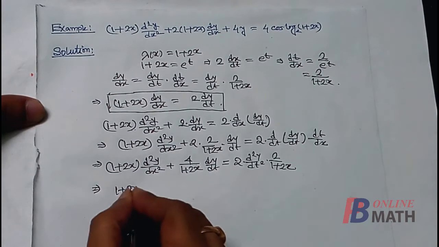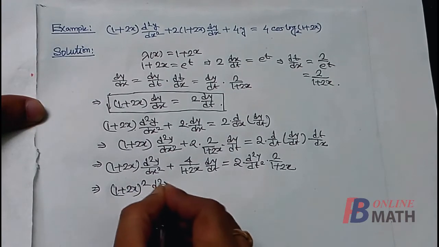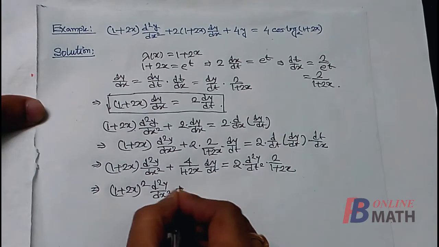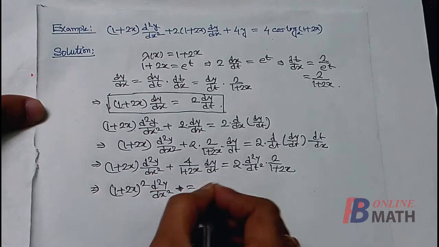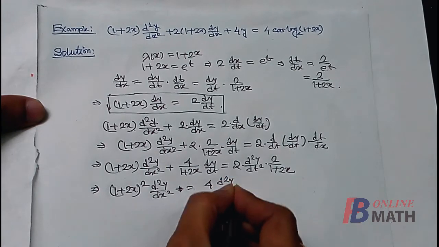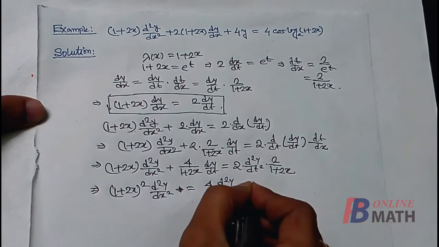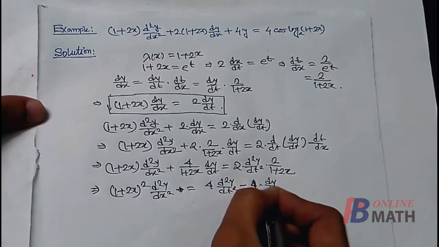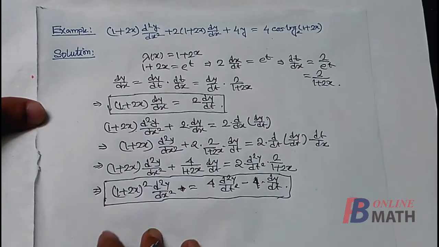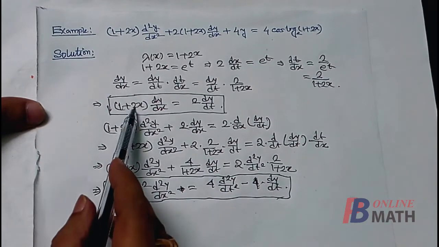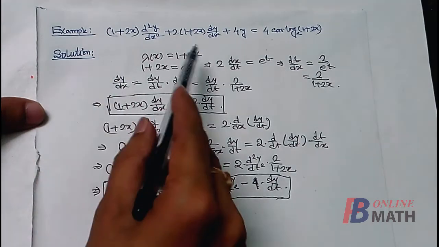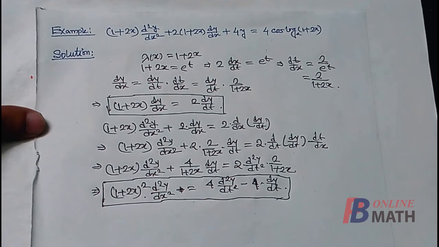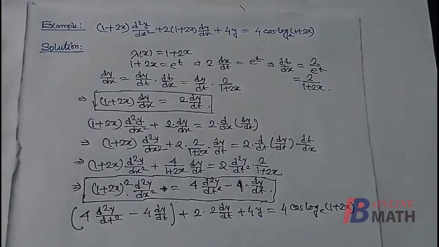So then it becomes (1 + 2x)² d²y/dx² plus, okay, we are taking this part to the right hand side, so it will be 4 d²y/dt² minus 4 dy/dt. So we need to replace these two equations in the main equation. After replacing these two in the main equation, we shall find that it is equal to this one.